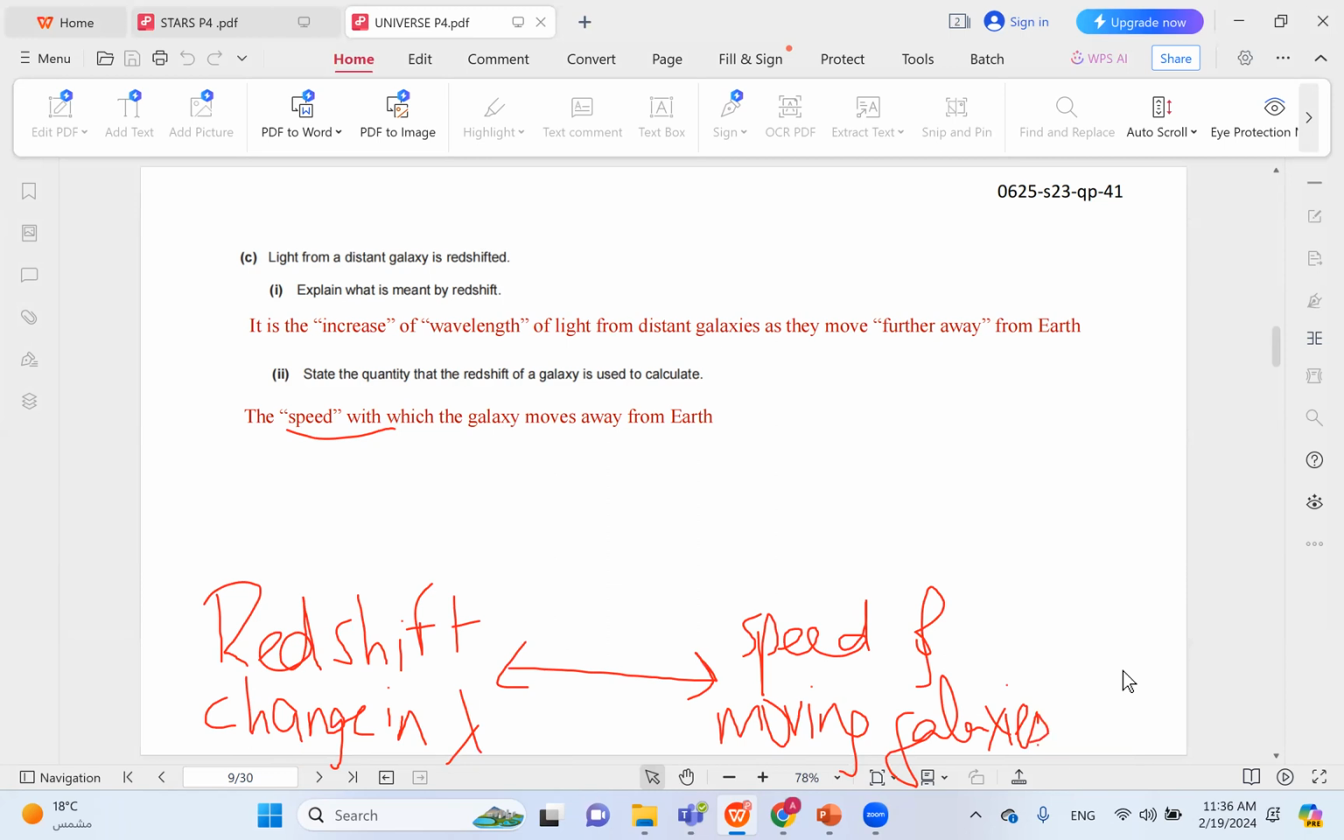So what is redshift? We said that it is the increase in wavelength because it moves towards the red, and we said that the red has the longest wavelength of all the colors. So it is the increase of wavelength of light from distant galaxies as they move away from the Earth. The words that are in air quotes are the keywords that are necessary for you to get the mark. Again, it has to be an increase of what? Of wavelength of light from distant galaxies as they move further away from the Earth. And this redshift helps us determine what? It helps us determine the speed with which the galaxy is moving away.